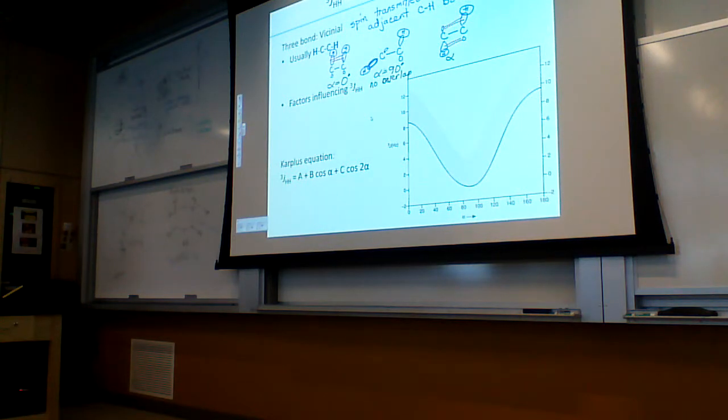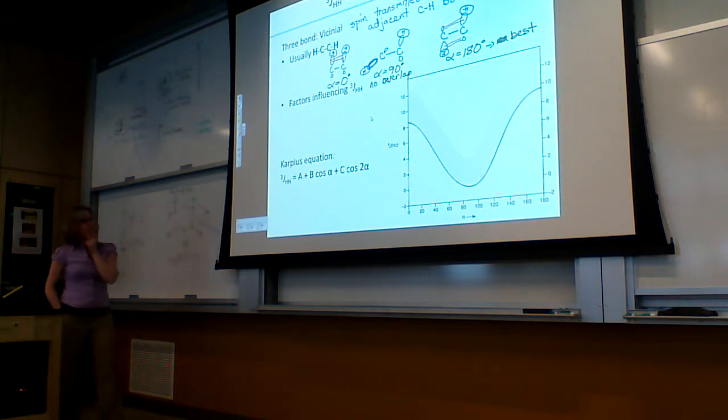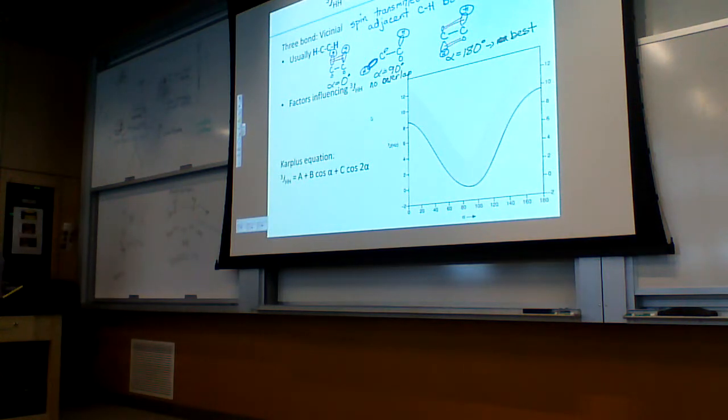So here's the example where we have a 180 interaction. This is actually the maximum, or the best overlap. There are a few factors that influence it. The first one is that dihedral angle, or the angle between them.